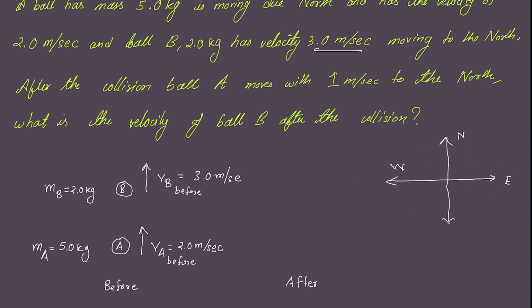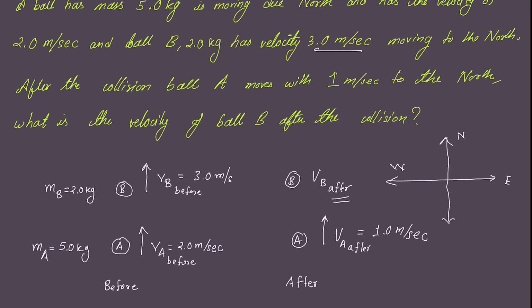Okay, and what happens after the collision is that this ball A is now moving with a velocity of just 1 meter per second. So that is after, just 1.0 meter per second, and it is still in the north direction, but it is reduced from 2 meters per second to 1 meter per second. And there's another velocity, of the ball B, whose velocity is VB after, and we don't know what that is, and that is exactly what we need to find.